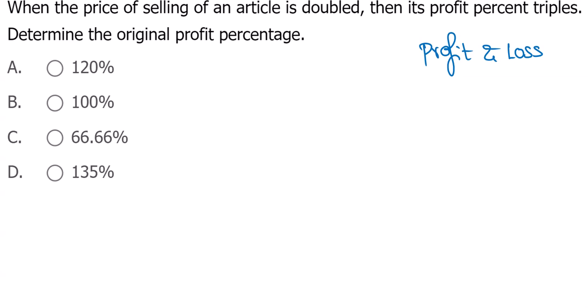If the selling price of an article is doubled, then its profit percent triples. Profit percentage is tripled. What is the original profit percentage? Originally some profit is there, now it becomes triple when the selling price is double. When selling price is double, profit percentage is triple. What is the original profit percentage is what the question is actually asking.